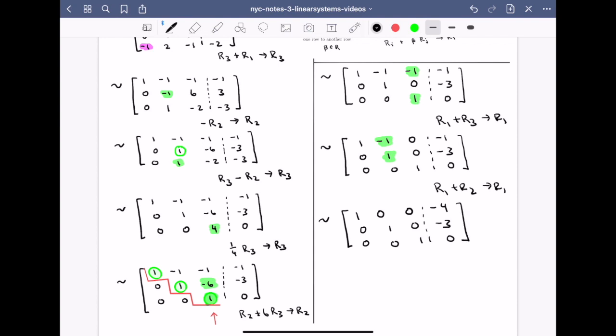Again, why is this nice? It's nice because if you read the first row of the matrix, you have that x is equal to -4. The second row of the matrix tells me that y is equal to -3. And finally, the third row of the matrix tells me that z is equal to 0.